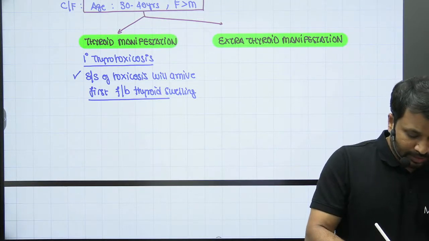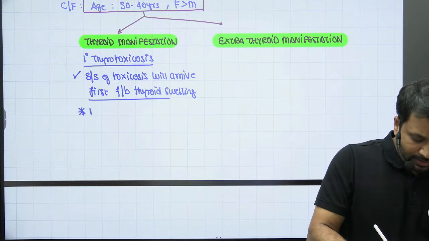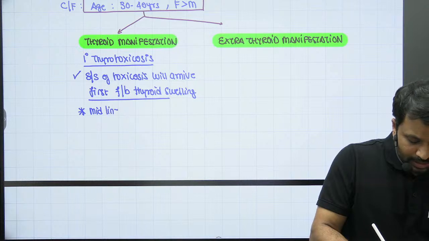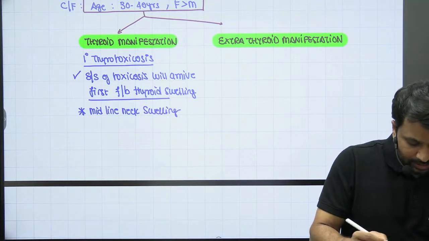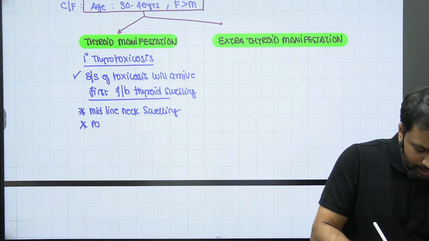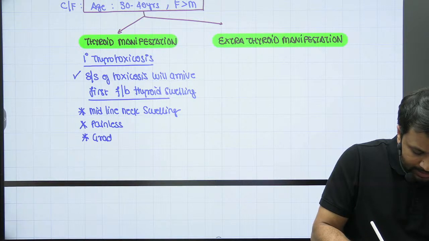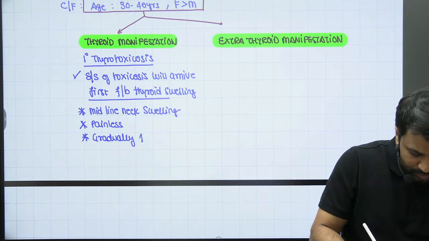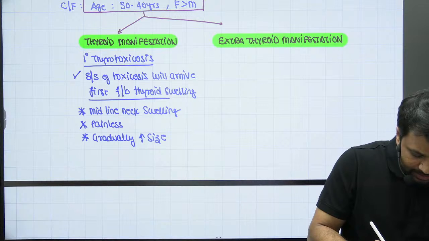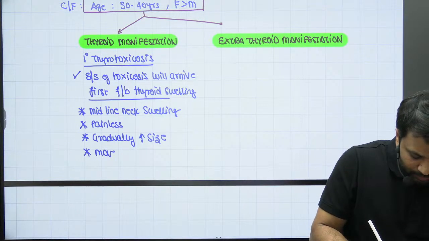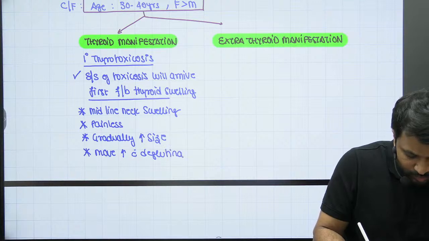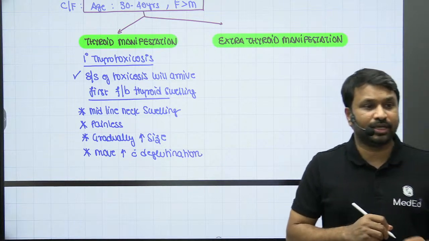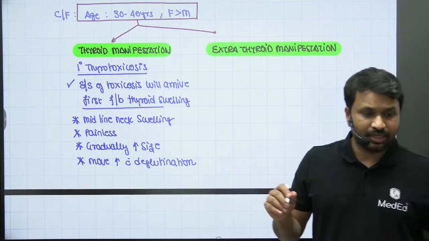Now when the swelling appears, what is it going to be? It is going to present to you as a midline neck swelling. This swelling will remain painless. It is going to gradually increase in size. It is going to move upwards with deglutition. These are the symptoms that you will see in the thyroid.